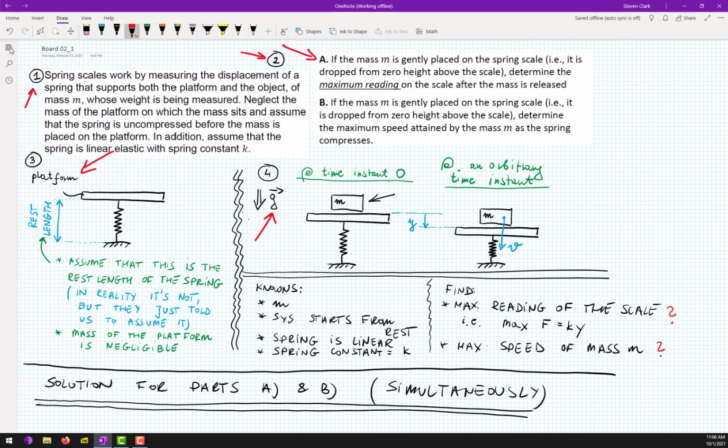All right, so what do we have here? First of all, they told us to assume something that is not true in reality. They told us to assume that this is the rest length. Basically, if we have a spring and a platform, they told us that after placing the platform on the spring, this is the rest length. I mean, they didn't say it to us, they told us to assume it. Of course, it's not true in reality. Let me switch the board very quickly.